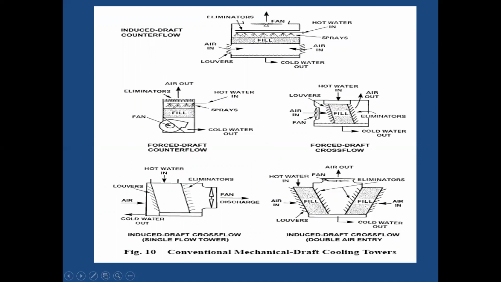Again, the basic components: water distribution system, fill material. In the induced draft cooling tower, the fan is fitted at the outlet of the cooling tower, that is, the outlet of the air. The air is sucked in from the sideways. It is made to flow over this fill material where the water is sprinkled. The water gets cooled and is sent to the condenser. This is induced draft because air is induced in the cooling tower.